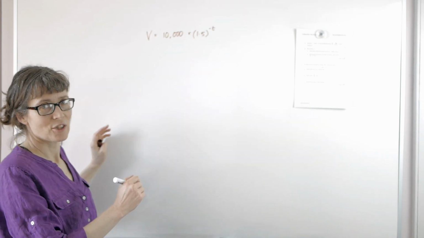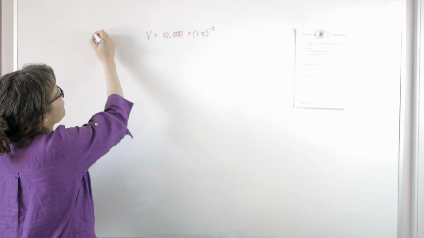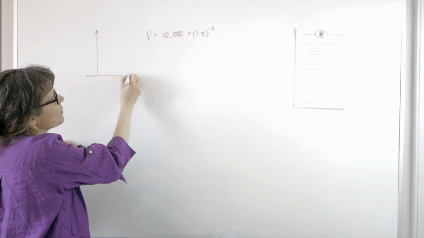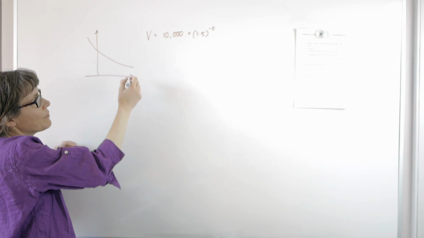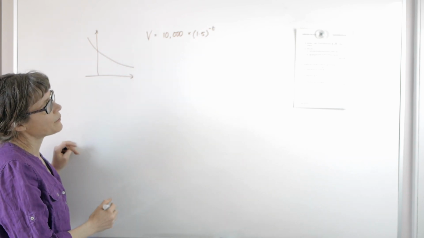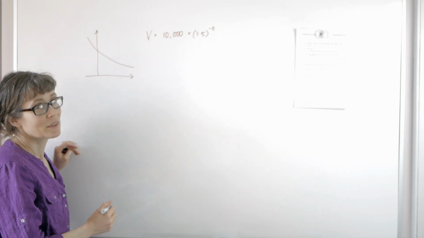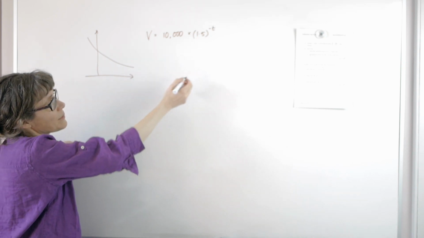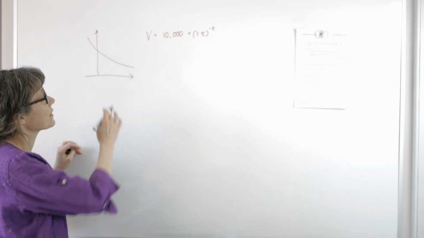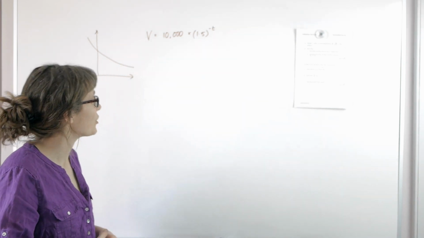If we were to sketch it, and we don't have to sketch it, I would say it's probably depreciating down to a value. And the value it's depreciating down to is 0. So it's got an asymptote at 0. So it's got this basic depreciation curve.